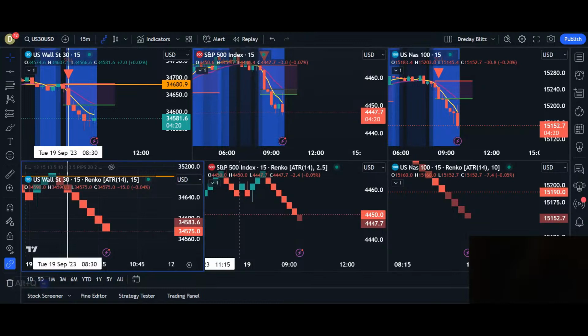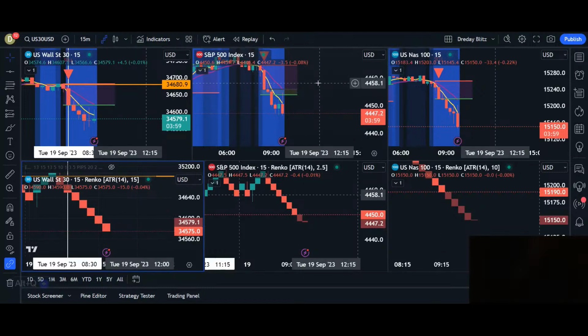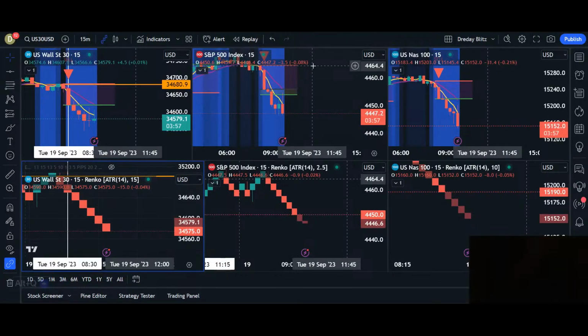So less than 5 minutes before the top of the hour. So far we have big bearish movement here on S&P 500 and on Nasdaq. So it was actually following the original trend.